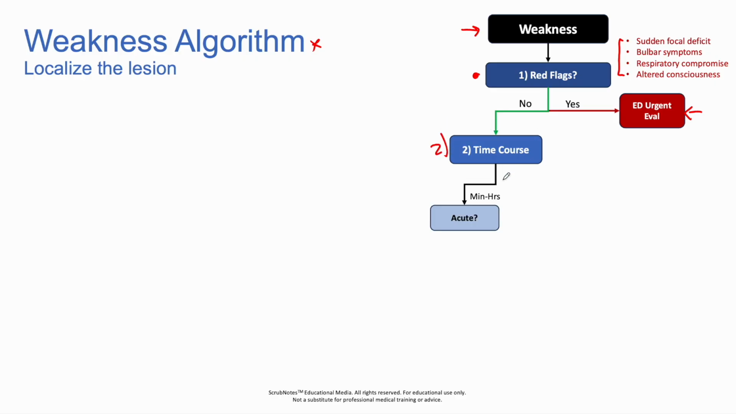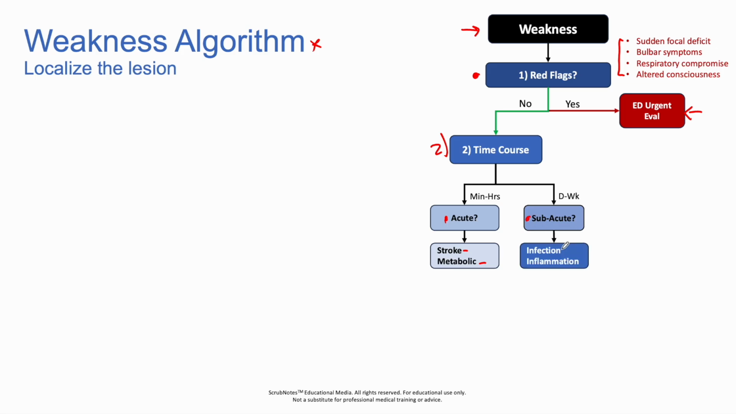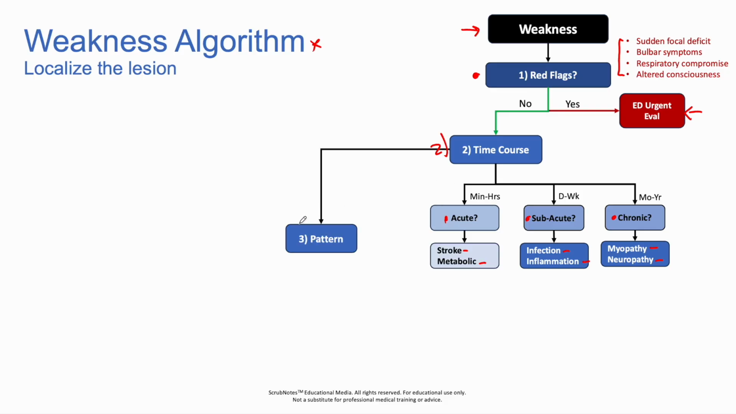So we'd start with the time course. Is it acute, in minutes to hours? Then we could be thinking of a stroke or metabolic cause. If it's subacute, so more like days and weeks, infection or inflammation is more likely. And then if it's lasting months to years, that's more of a chronic time period. So maybe something like myopathy or neuropathy.